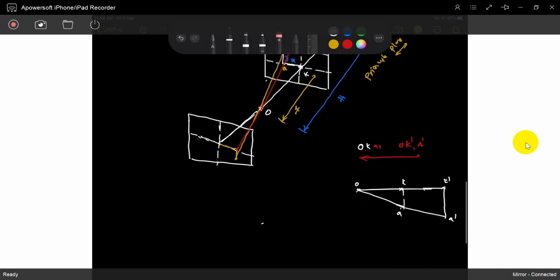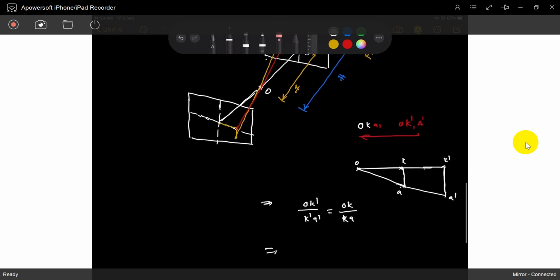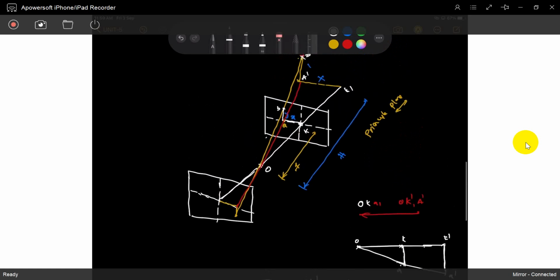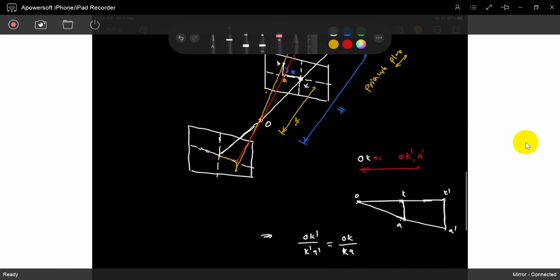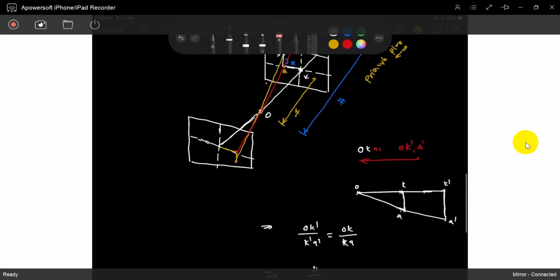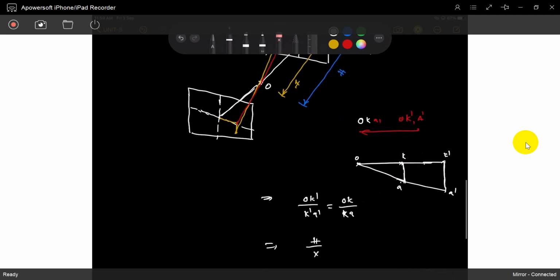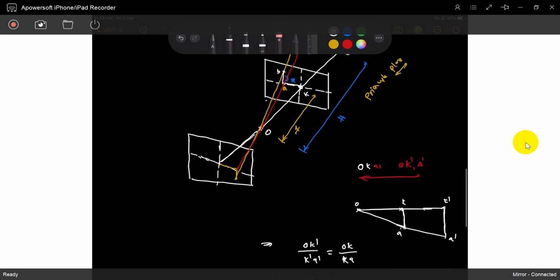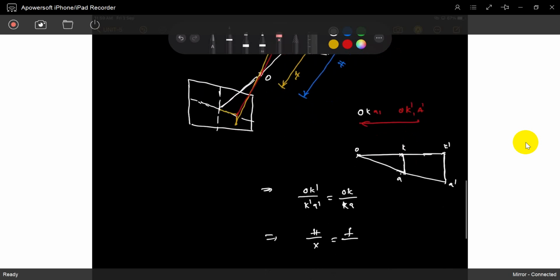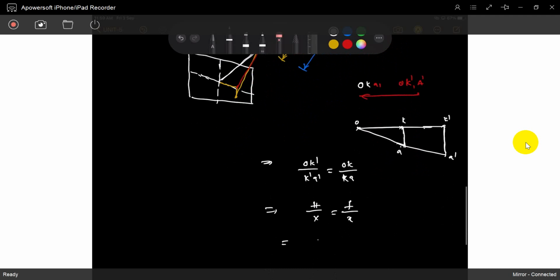Understood? So you can easily say that O K dash divided by K A dash equals O K divided by K A. Got the idea? Same similar triangles. So what is OK dash? OK dash is the H. So H divided by K dash A dash, that is capital X. So OK is F divided by this, which is small x. So now you can easily say that H by H is equal to small x by H.